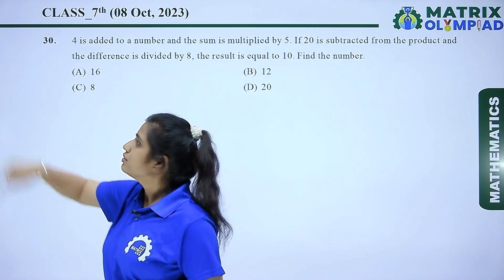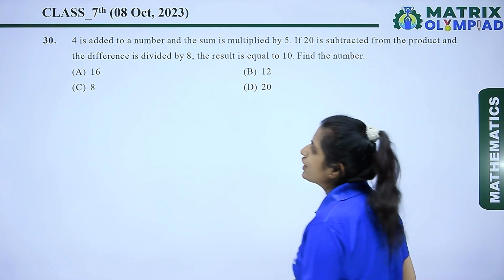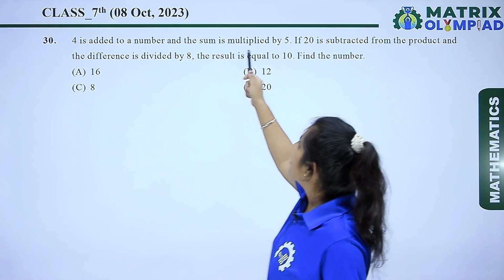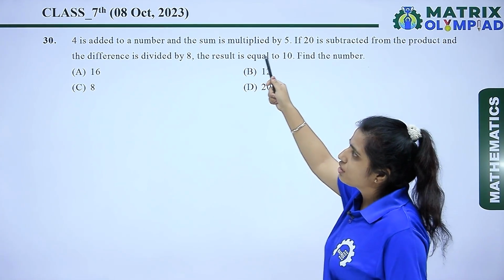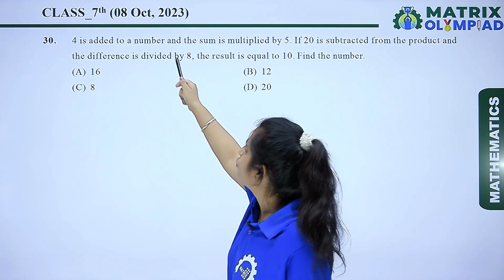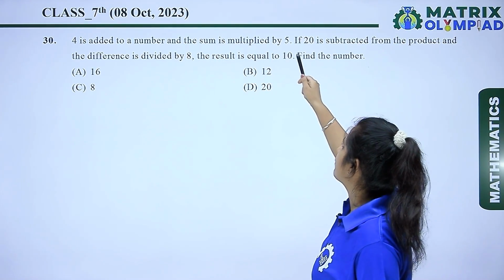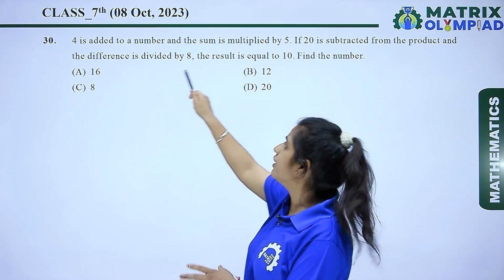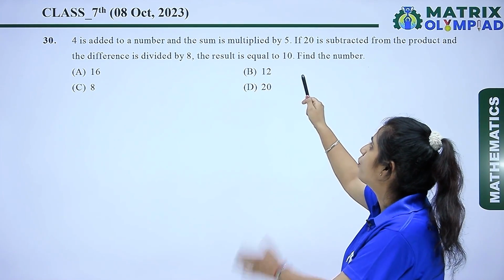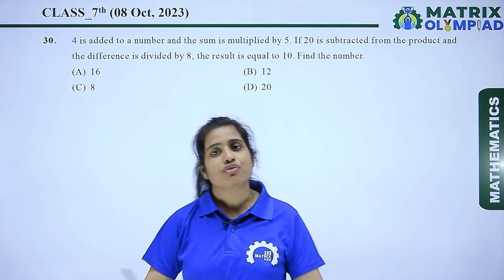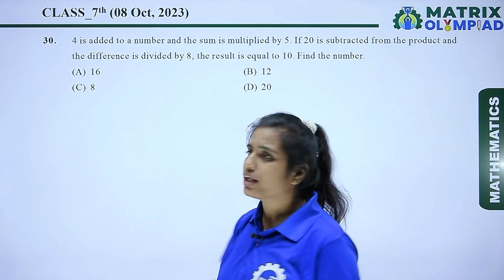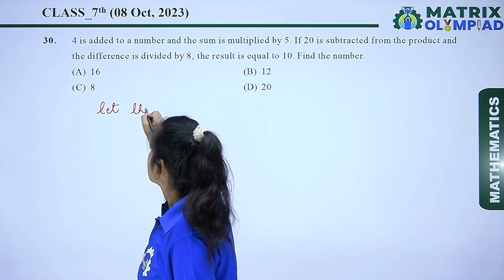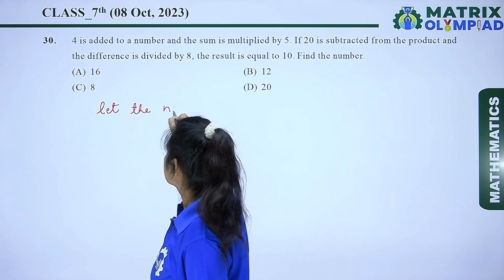Question number 30. So here in this question 30, we have 4 is added to a number and the sum is multiplied by 5. हमने 4 को ऐड करा है किसी नंबर में और वो जो सम है वो किससे मल्टीप्लाई हुआ है? 5 से. If 20 is subtracted from the product and the difference is divided by 8, the result is equal to 10. Find the number. We have to find out the number. So to find out the number, let's take a number x. We assume that the number is x.